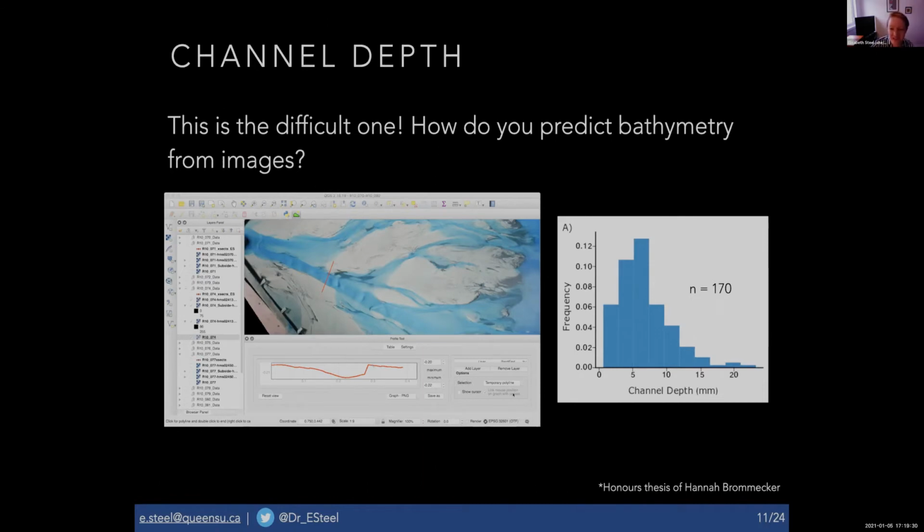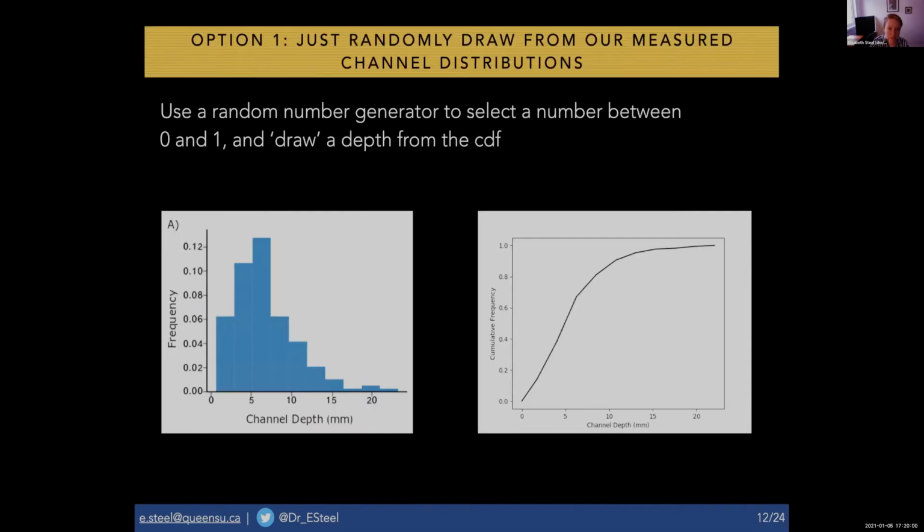And so what we're left with is just a histogram of various channel depths that were measured from this experiment. You can see here, we've got channel depth on the x-axis. Based on what Hannah measured, most of the channels are between about 5 and 7 millimeters in this experiment. So we can use this distribution of channels present in the experiment to estimate, to some extent, the depth of the rivers that we're interested in.